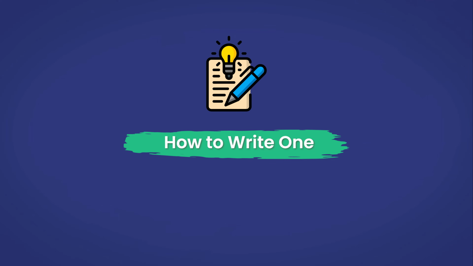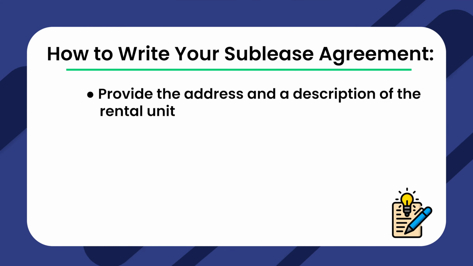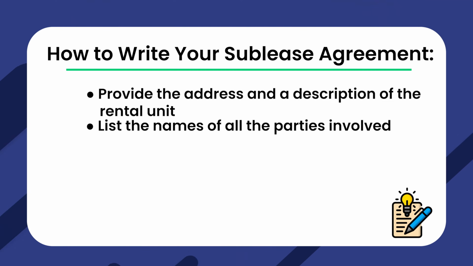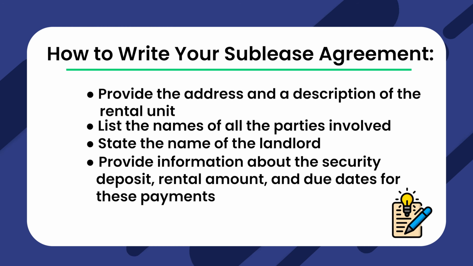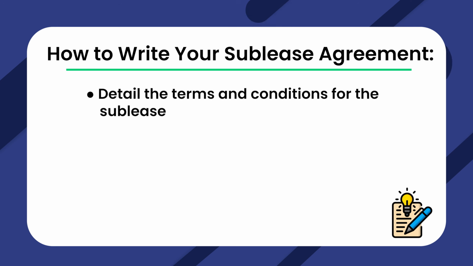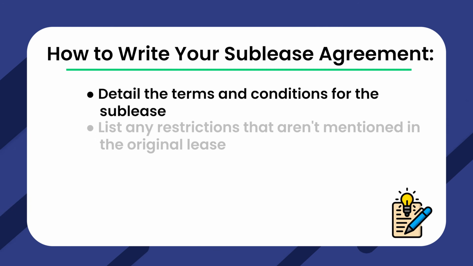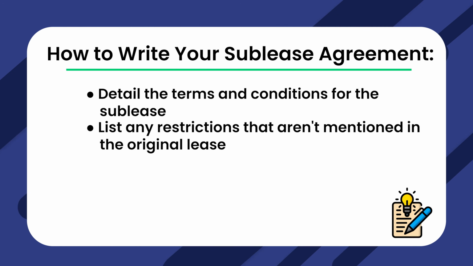How to write one. Even if the lease agreement permits subleasing, all renters in Colorado must first obtain the landlord's approval before doing so. Before signing a contract, the landlord must receive the information listed below. This information enables the landlord to understand the terms of the rental agreement and the subtenants you would like to have. Here's how to write your sublease agreement. Provide the address and a description of the rental unit, list the names of all the parties involved, state the name of the landlord, provide information about the security deposit, rental amount, and due dates for these payments, detail the terms and conditions for the sublease, list any restrictions that aren't mentioned in the original lease.